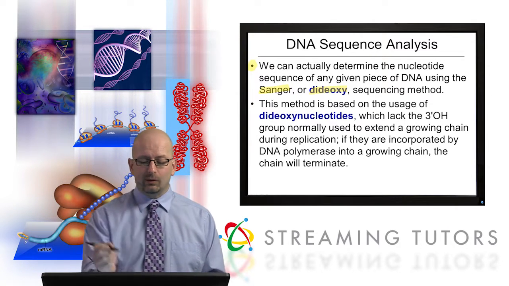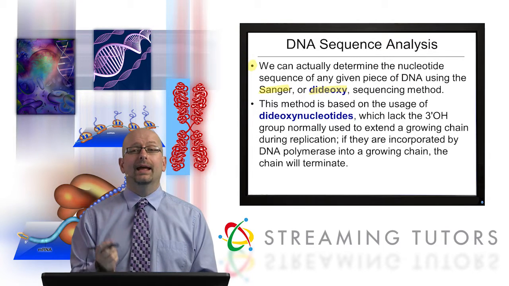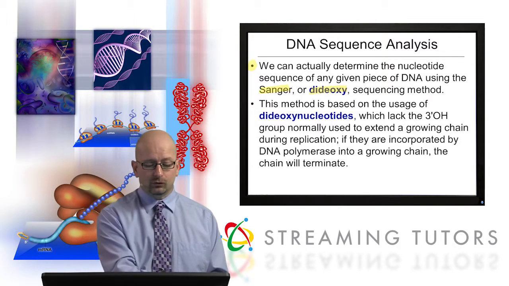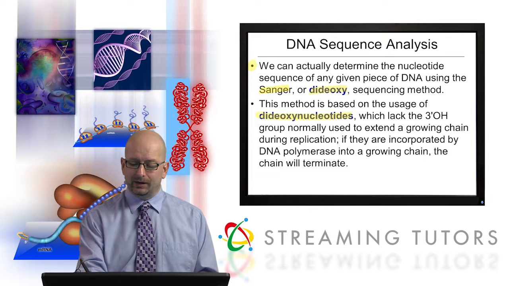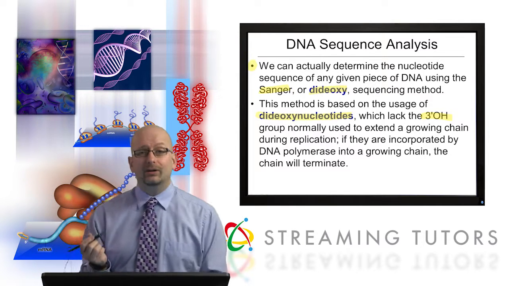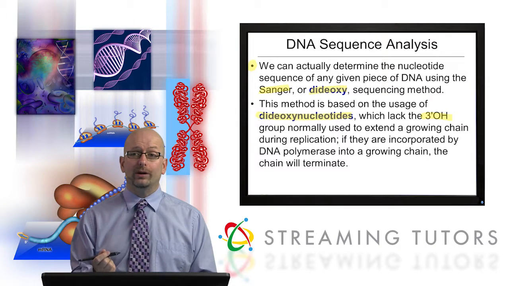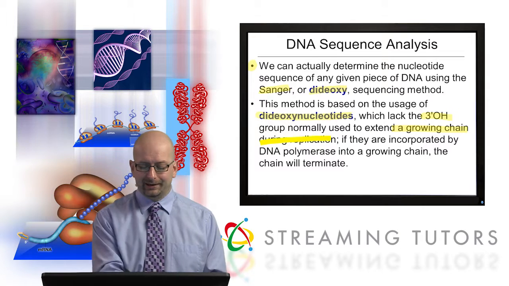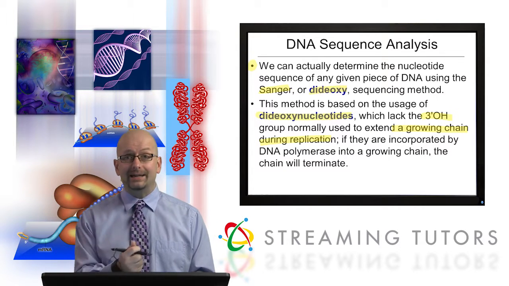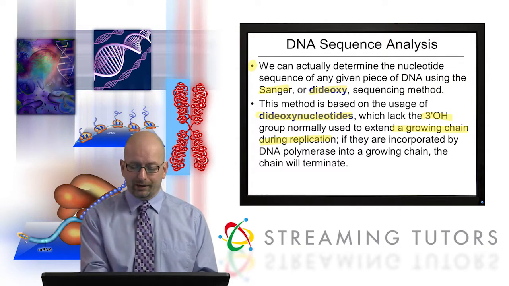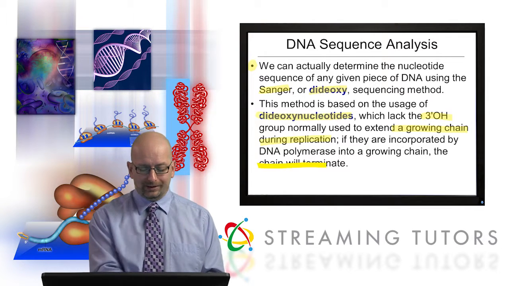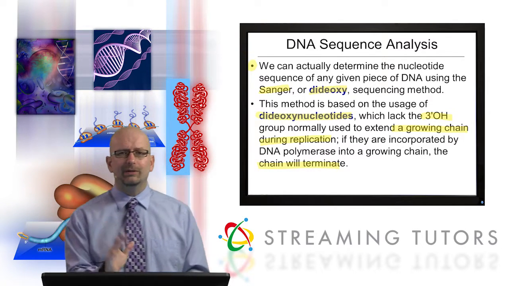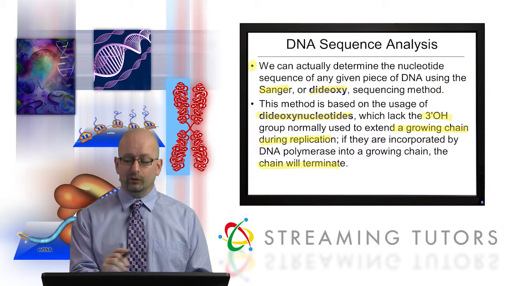It's more often now called the dideoxy sequencing method, and it's based on the idea of using so-called dideoxynucleotides. A dideoxy does not have a 3' OH group. And the 3' OH group, if you understood what we talked about during DNA replication, is necessary to extend a growing chain during replication. So if a dideoxynucleotide gets into a growing chain, it causes chain termination. Now, you may say, what does that have to do with the sequence? But stick with me for a minute.